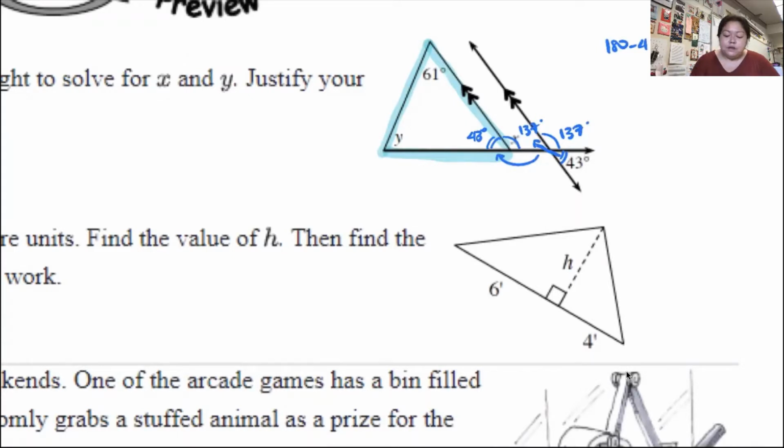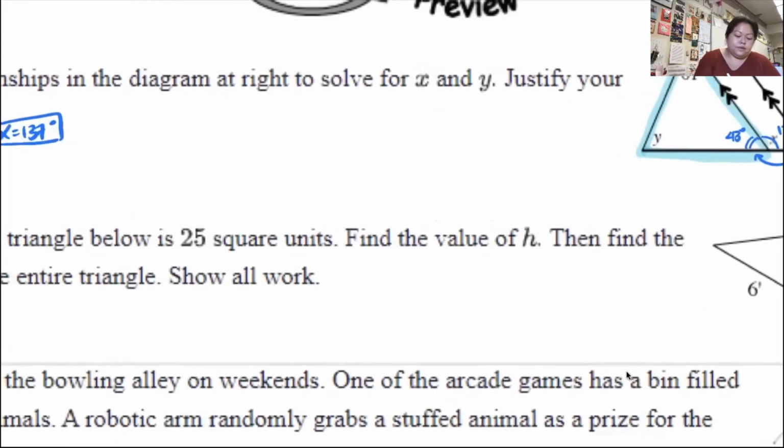Okay, so now 61 plus 43 plus y must equal 180 because they make a triangle. So that's 104 plus y equals 180. Y must equal 76 degrees. Okay, and so those two are my answers.